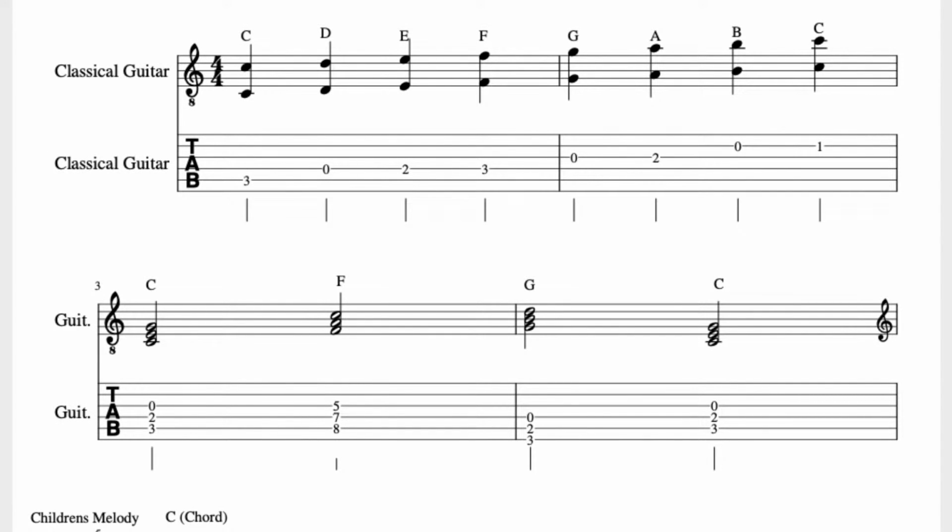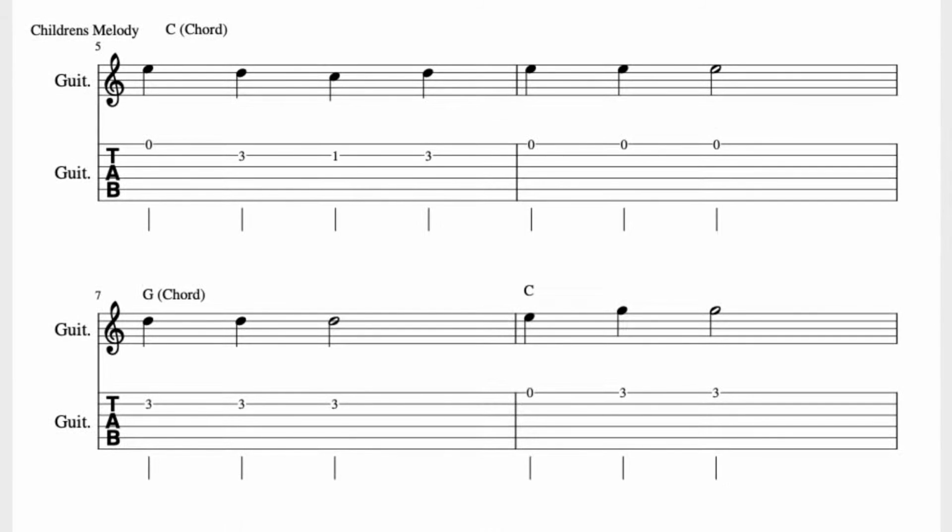3, 2, 0. F is written way up at the 8th fret for some reason. I think it's better if you build it in the first position using the notes at the top of the page. So the 3rd finger on the 4th string, 2nd finger on the 3rd string, and 1st finger on the 2nd string to build F. G is 3, 2, open, starting on the low string: 3rd finger, 2nd finger, open. Then we're back to C. We're home.